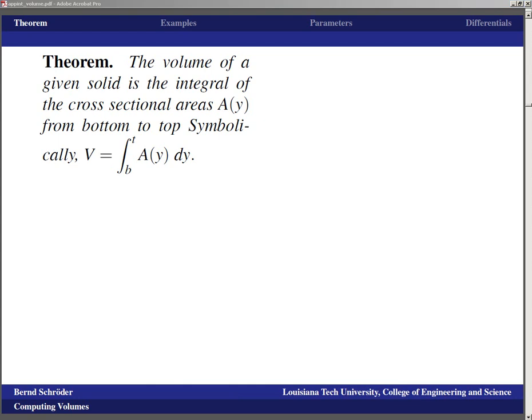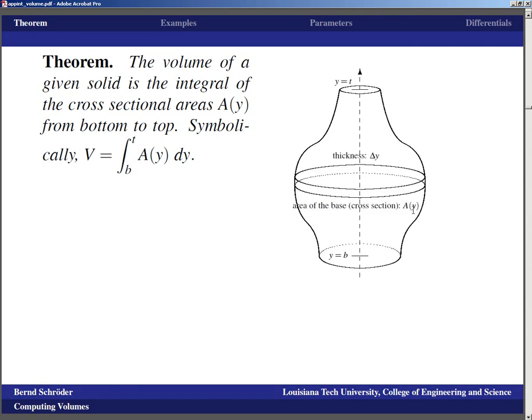And so I should fix that period. Okay, we have the period. And so the integral is just V equals the integral from bottom to top of A(y) dy. And that's exactly what we had in this picture, right? Basically, we're integrating from the bottom to the top, and we're looking at all these slices, and all these slices have volume base area times height, A(y) times dy.